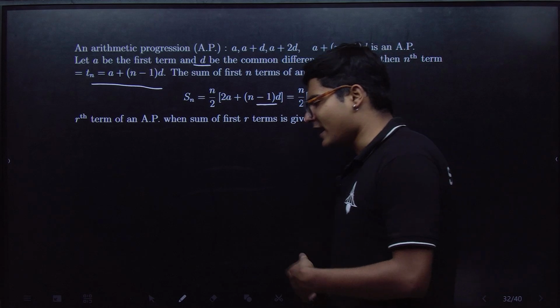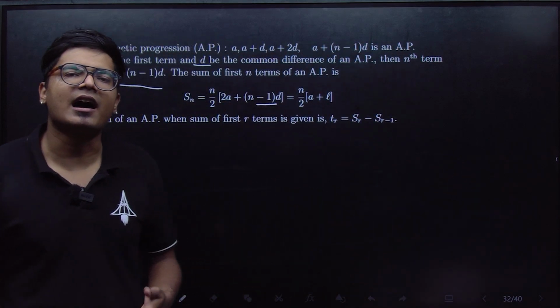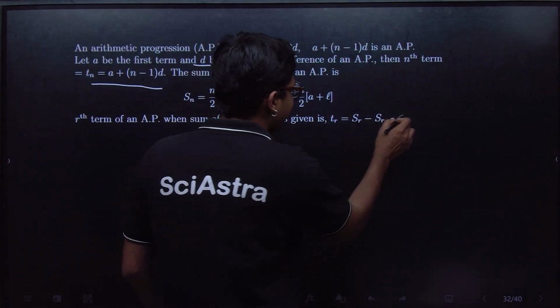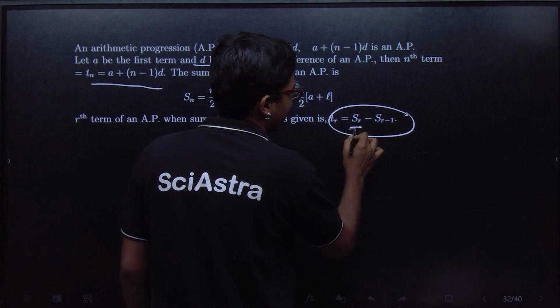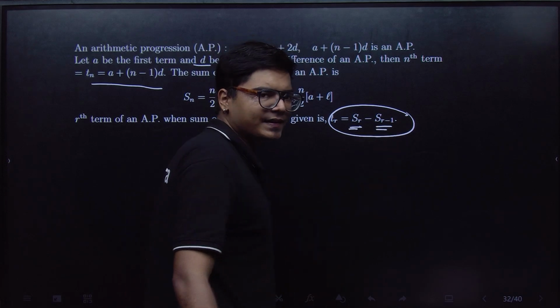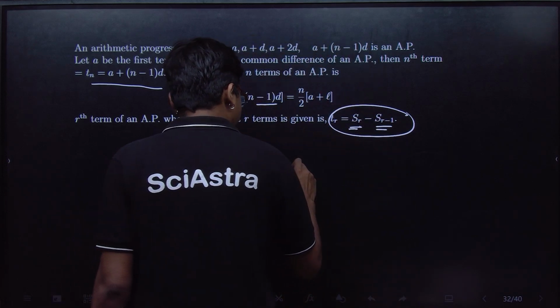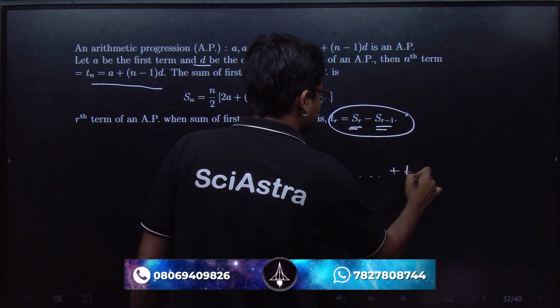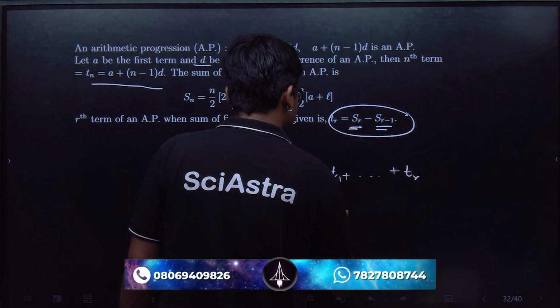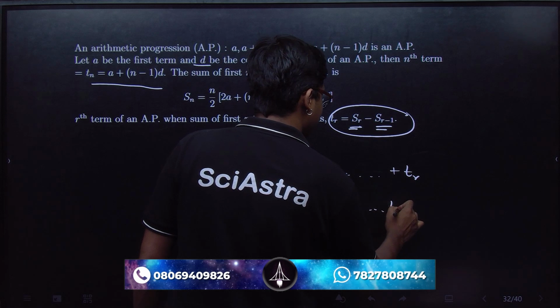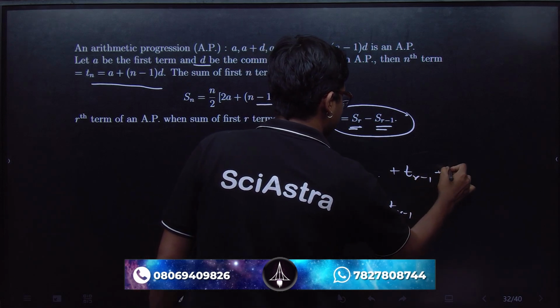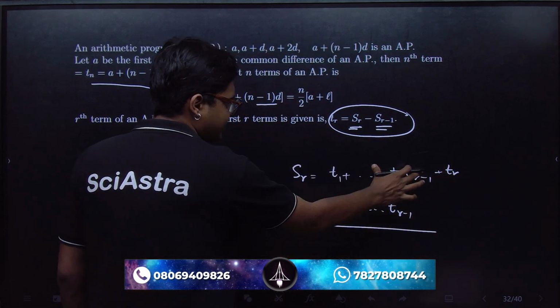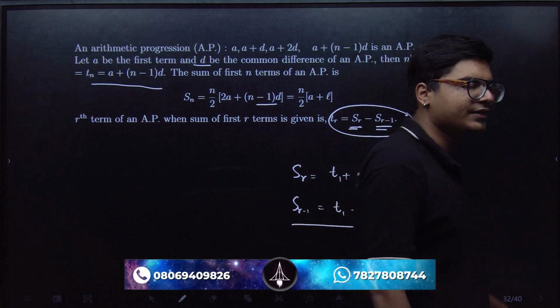Also, if you have a scenario where the sum of the first r terms is given, right? You can write that Tr is nothing but the sum of the first r terms minus the sum of r minus 1 terms, right? Which is kind of obvious, right? Because what is Sr? Sr is basically T1 all the way till the rth term, right? Similarly, S(r minus 1) is T1 all the way till T(r minus 1). So if I write Sr as that block plus Tr, when you take the difference, this entire block cancels out and you're left with Tr, right?